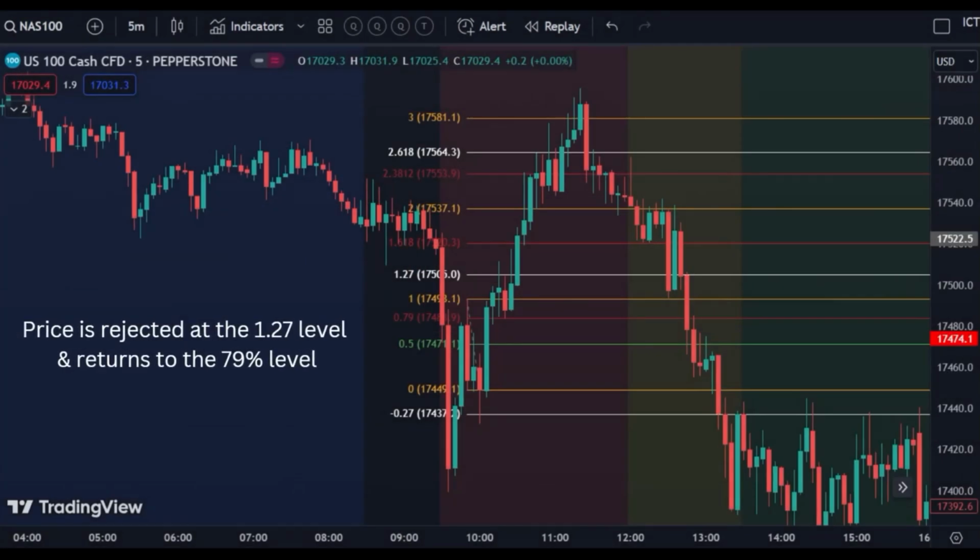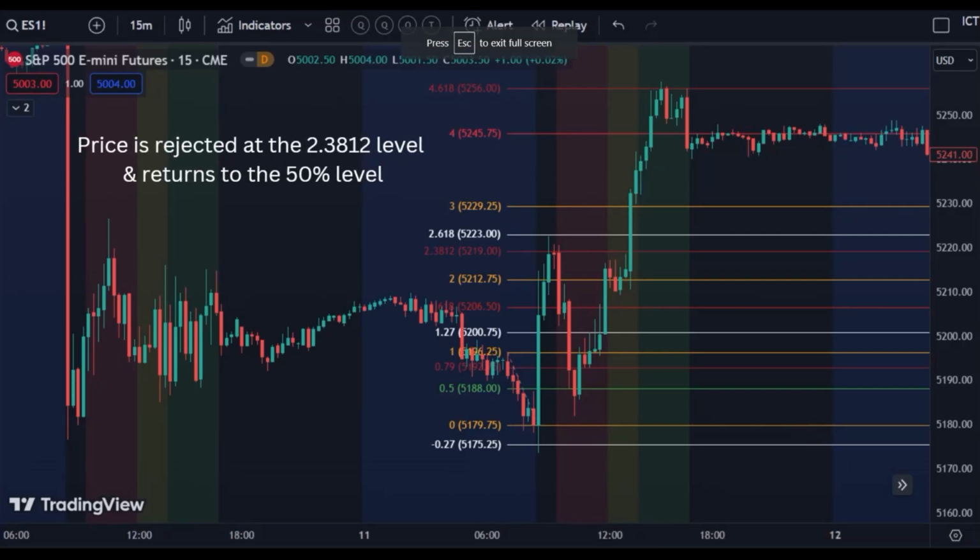Here's an example where price is rejected at the 1.27 level and returns to the 79% level. Here is our order block. We drew from the wick to the body. Price broke structure, came back to the 79% level. This happens a lot if price is going to move far and all the way to the 261.8. And as we see, price moves very rapidly through all the other levels straight to the 261.8.